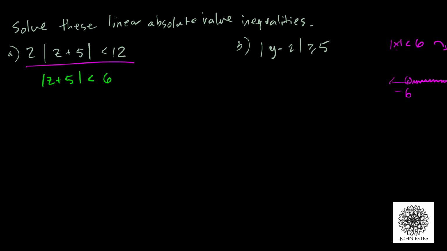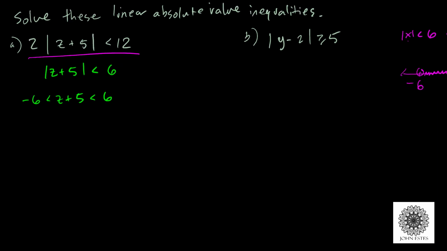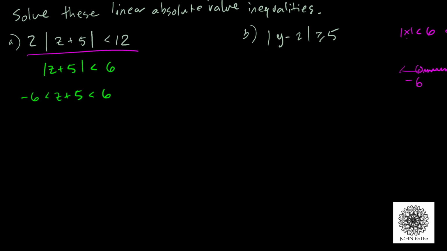And so now I'm thinking that I need to figure out all the z's such that if I add 5, their distance from 0, these z plus 5's distance from 0 is less than 6. And so just like we mentioned, that means I can drop the absolute value and consider when it's between negative 6 and 6. So I get this compound inequality. From there, it's pretty straightforward. I'm going to get z by itself in the middle. So I'm going to subtract 5 from everything. So when I have negative 6 minus 5, that gives me negative 11. And when I have 6 minus 5, that gives me a positive 1. So I end up here with z being greater than negative 11 and less than 1.